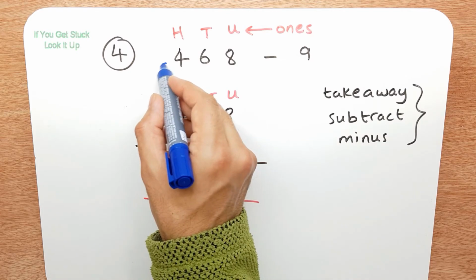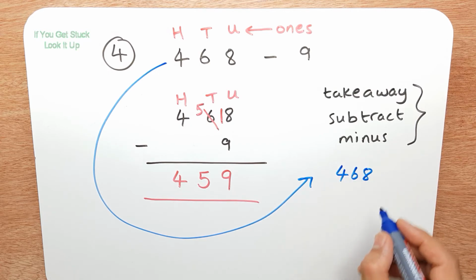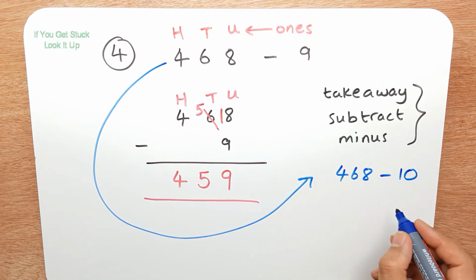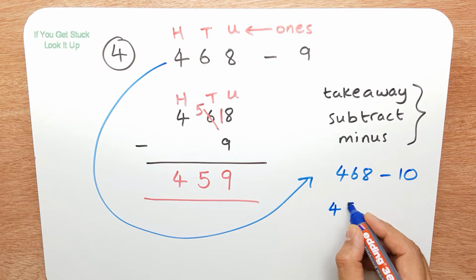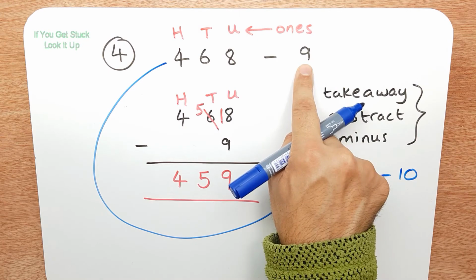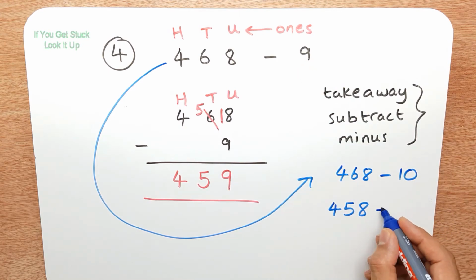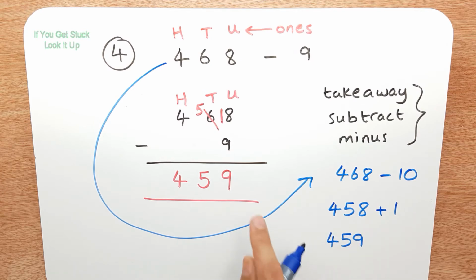A quick note on the side, 468 take away 10. So I look at the tens column and subtract 1 from here, so it becomes 458. But I've taken 1 extra away. Instead of taking 9 away, I've taken 10 away, so I have to give 1 back. So I will end up with 459 as before. So this is how some children will remember how to do this. Whichever way, as long as you get this answer, it's not a problem.